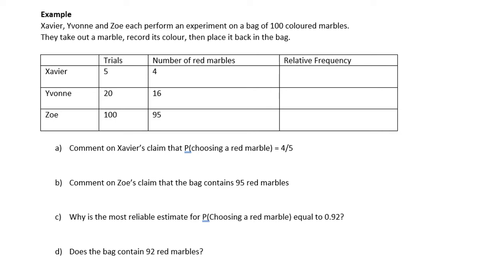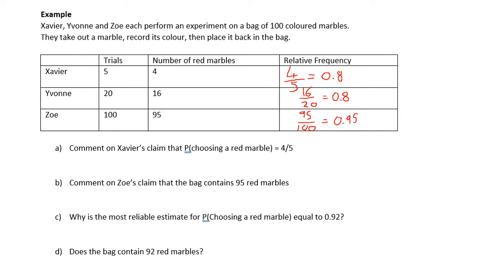Okay, so let's look at an actual example that uses this terminology. We've got the classic XYZ trio, Xavier, Yvonne and Zoe, who perform an experiment on a bag of 100 coloured marbles, as we often do, taking out a marble, recording the colour, and then importantly, putting it back. We can fill in some relative frequencies before we answer anything here. Xavier has found 4 red marbles out of 5 attempts, so his relative frequency is 4/5, or as a decimal, 0.8. Yvonne did the same thing, 16 out of 20, and again, that would simplify to 0.8. Zoe, 95 red marbles out of 100 trials, her relative frequency is closer to 0.95.